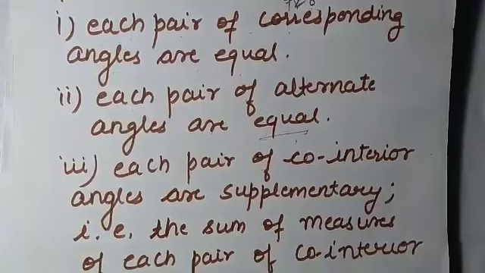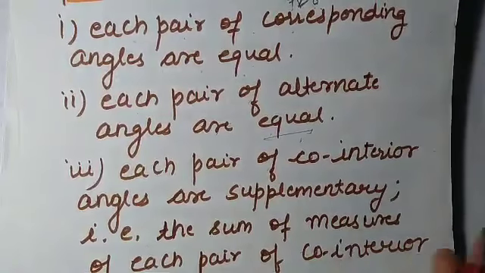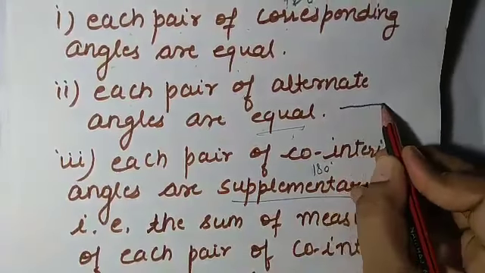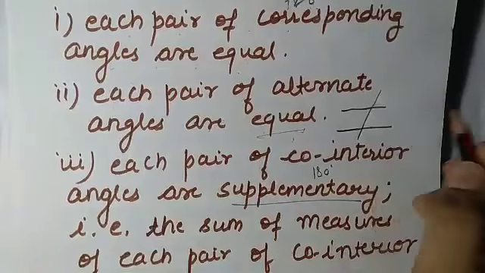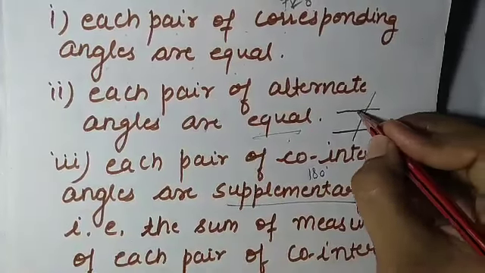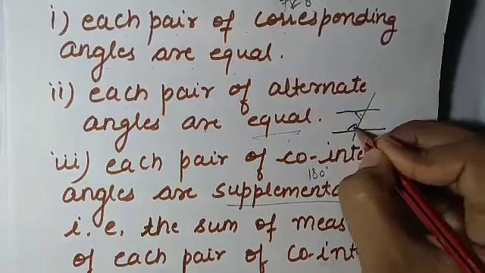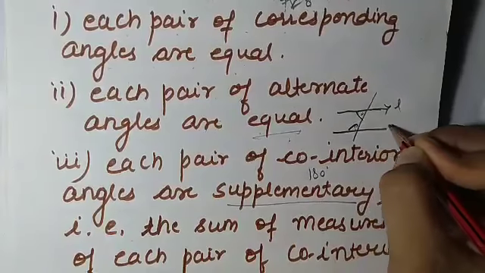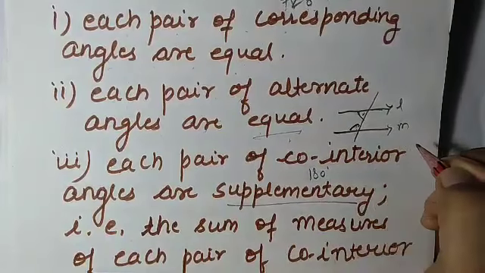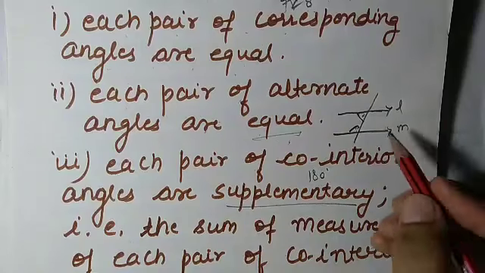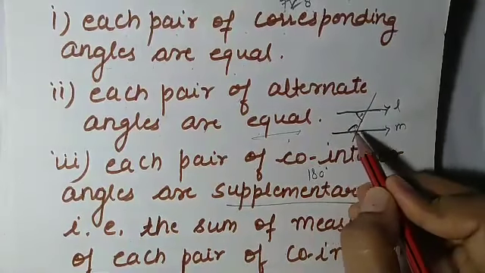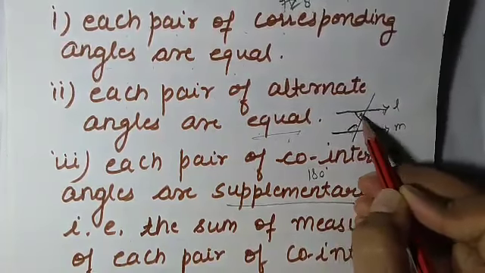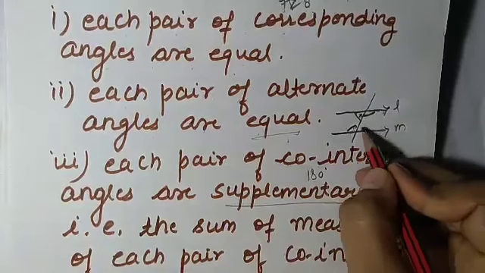The third property is that each pair of co-interior angles is supplementary. Supplementary means 180, if the lines are parallel. So the sum of co-interior angles, this and this, must be 180. This is only in the case when the lines are parallel. In the case of intersecting lines, their sum is not necessarily equal to 180. But in the case of parallel lines, their sum is always 180, and the same for this pair.